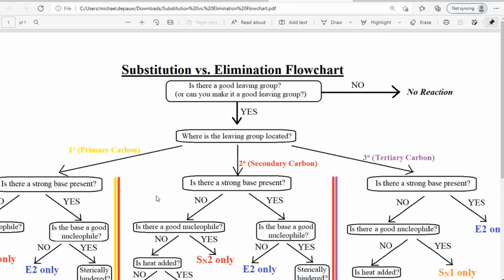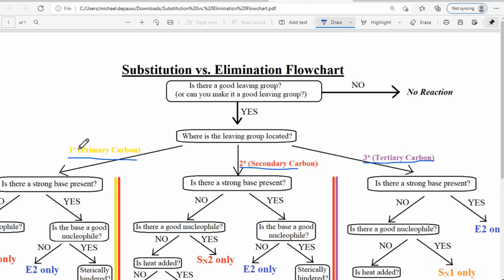If there is a good leaving group, you have to ask yourself, where is the leaving group located? Is it on a primary carbon? Is it on a secondary carbon? Or is it on a tertiary carbon? Primary, secondary, or tertiary. Now remember, a primary carbon is one that's attached to only one other carbon. This is a little hard to see because of the yellow, but primary carbon. Secondary is attached to 2 other carbons. Tertiary is when the carbon that's attached to the leaving group is attached to 3 other carbons.